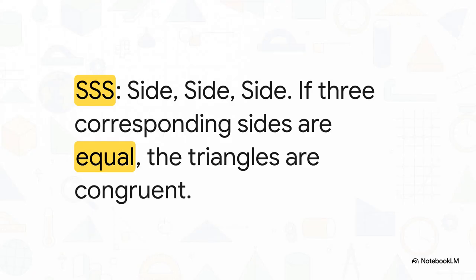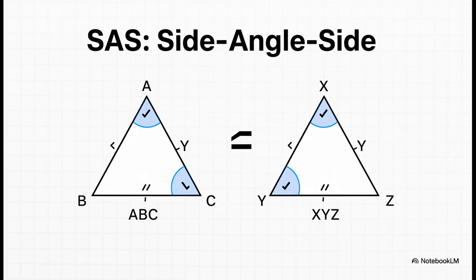First up is SSS, which stands for side, side, side. And honestly, this one's as straightforward as it sounds. If you can show that all 3 sides of one triangle have the exact same length as the 3 matching sides of the other triangle, boom, you've proven they're congruent. Second, we've got SAS. This means if you can show that 2 sides and the angle between them are equal, the triangles are congruent. And the key word there is between. The angle has to be literally sandwiched by the 2 sides for this rule to apply.